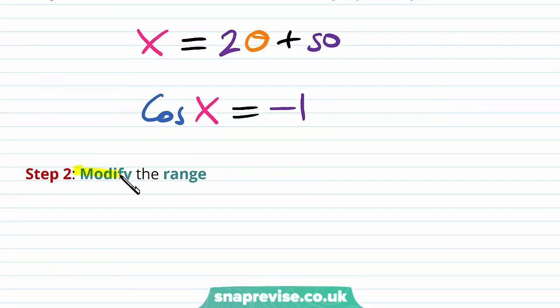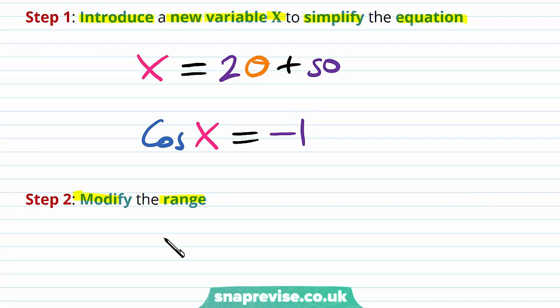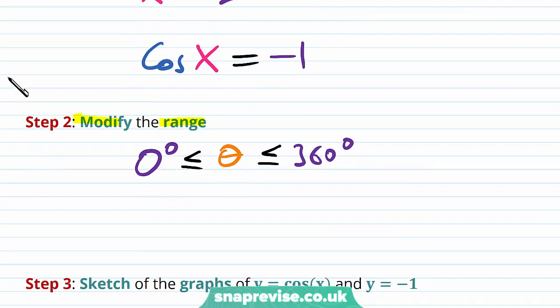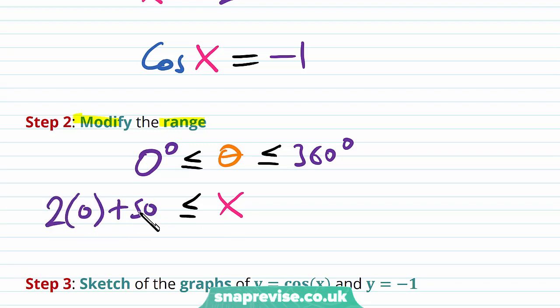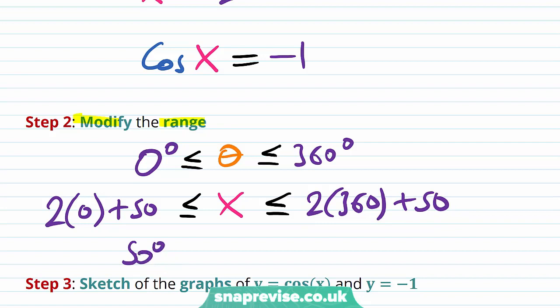Our second step is to modify the range. Our range is 0 degrees less than or equal to theta less than or equal to 360 degrees. And so we can obtain the inequality for capital X by doubling the endpoints and adding 50. And so we have as our first endpoint 2 lots of 0 plus 50, and as our last endpoint we have 2 lots of 360 plus 50. And so we have 50 degrees less than or equal to capital X less than or equal to 770 degrees.